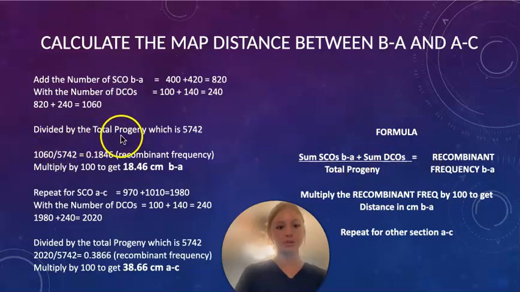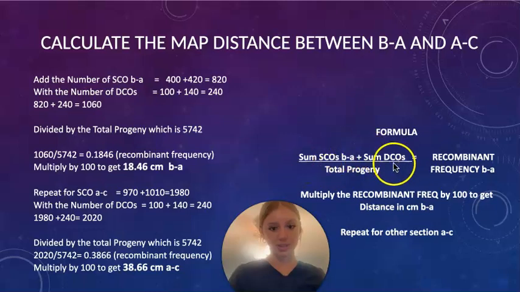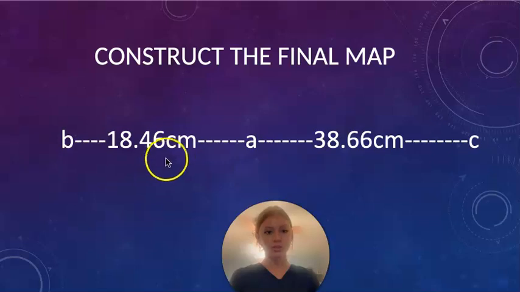Next, we divide by the total progeny, which is 5,742. So we divide the sum we just got by the total progeny, and we get 0.1846, which is our recombinant frequency between B and A. Then we multiply this frequency by 100 to get 18.46 centimorgans BA. And then we do the same thing for the second one, same exact steps, and we get 38.66 centimorgans between A and C.